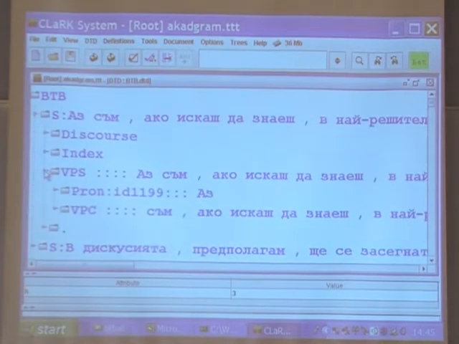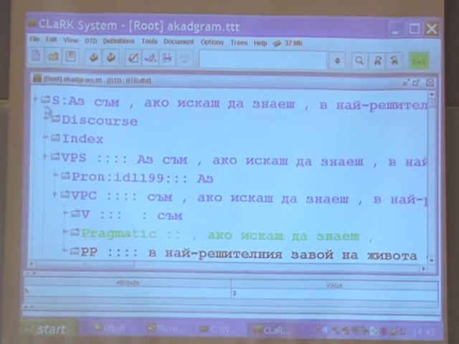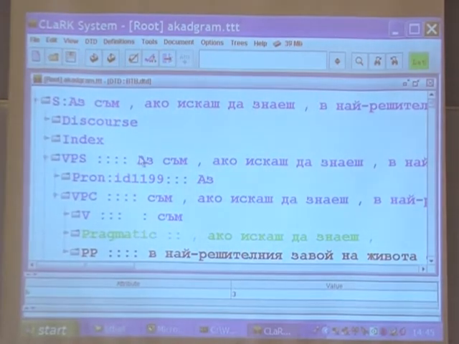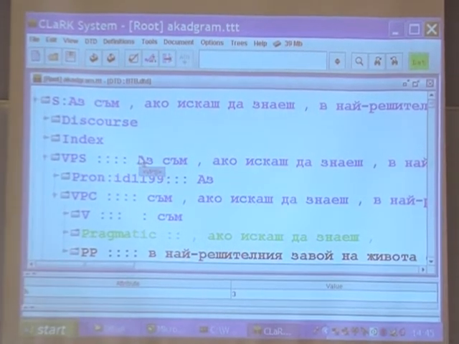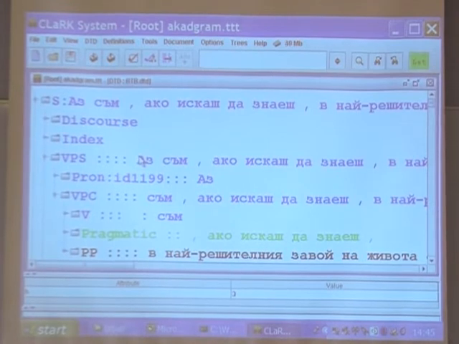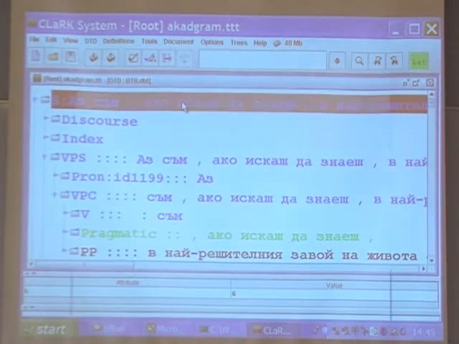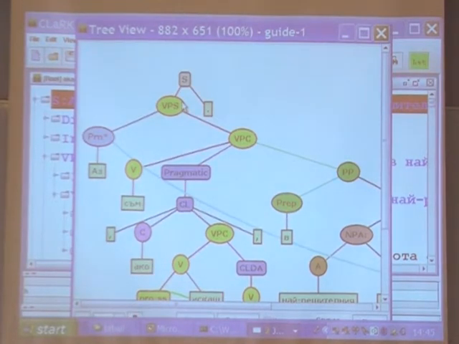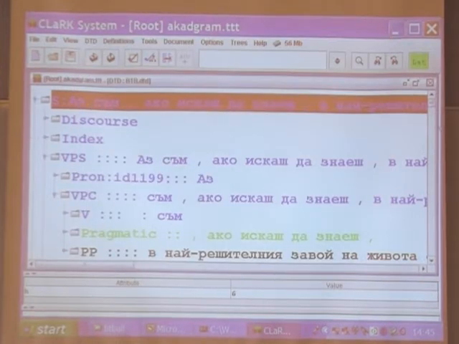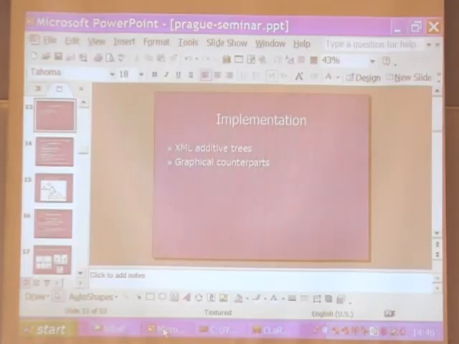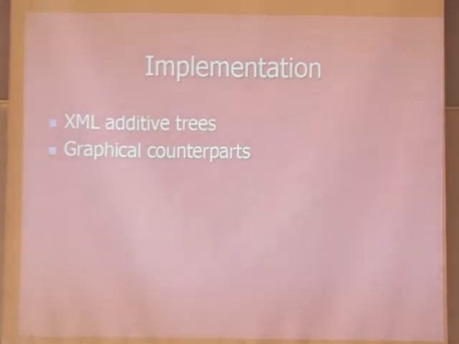Okay, so this is the XML structure. And this is the tree that annotators worked on after putting the morphological information and the chunk grammar information. And from this, we can get the graphical view also. Something like this. And it is good for checking the results afterwards. Okay, maybe we can come later on that again.